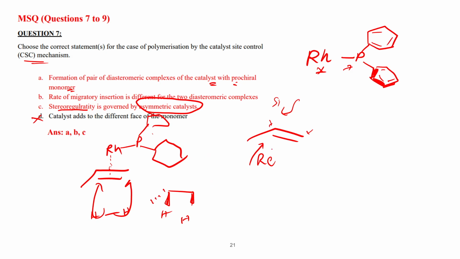And so this particular thing is one of the diastereomers. So that's what they're calling here that diastereomeric complex. Here it is chiral and it is a prochiral unit. So it is a diastereomeric complex.